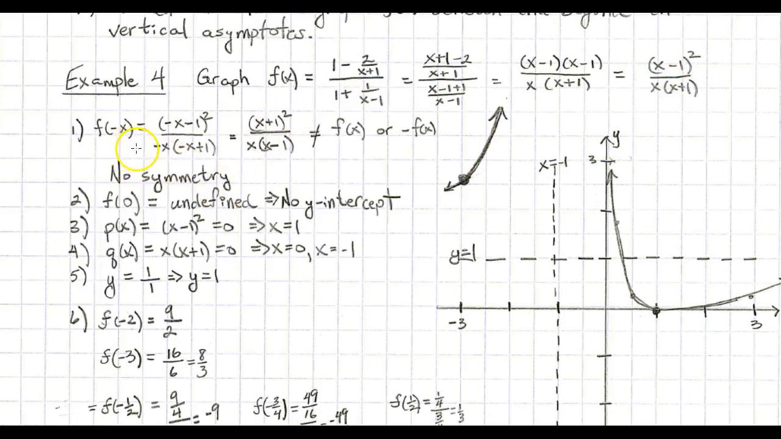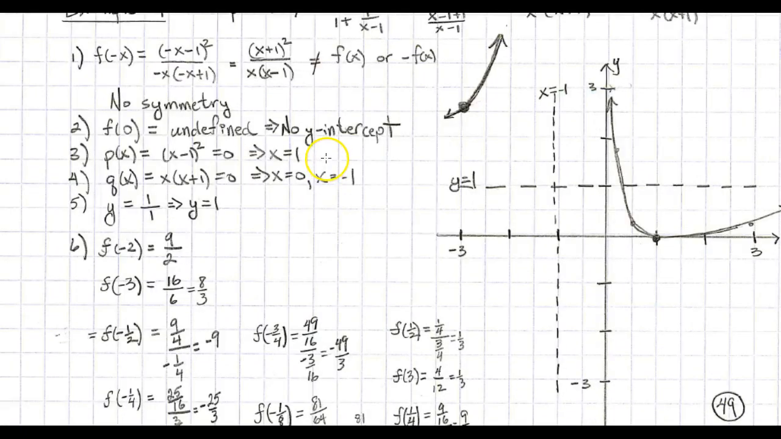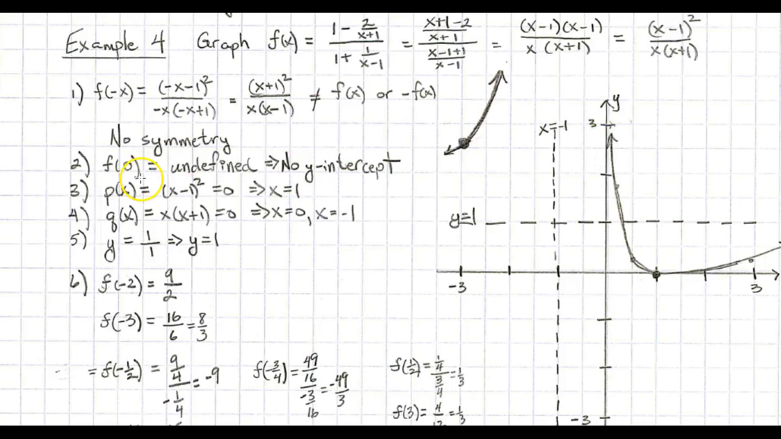Step 1 was look for symmetry, which means I want to look at f of minus x. If I plug in f of minus x and simplify, I don't get either f of x or minus f of x back. So there is no symmetry here, no y-axis and no origin symmetry. To find the y-intercept where x is equal to 0, I just plug in x equals 0. Notice that when I plug in x equals 0, I get minus 1 squared, which is 1, over 0. That's undefined. So there is no y-intercept.